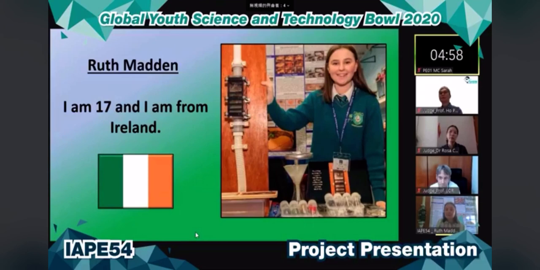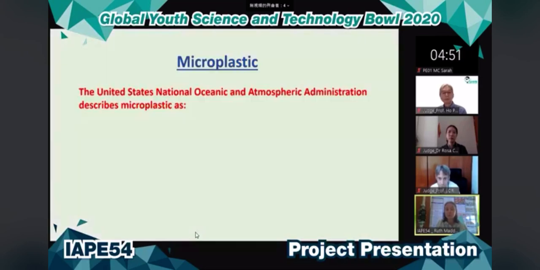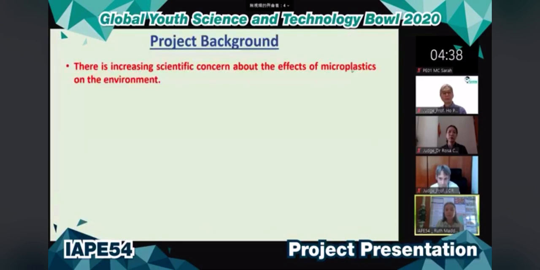Hi, I'm Ruth Madden. I'm 17 and I'm from Ireland. Today I'll be speaking about my project, the Microplastic Filter, a small solution to a global problem. The United States National Oceanic and Atmospheric Administration describes microplastics as the most prevalent type of marine debris found in our ocean. Those that are less than 5 millimeters, 5,000 microns in length, are called microplastics. There's increasing scientific concern about the effects of microplastics on the environment.